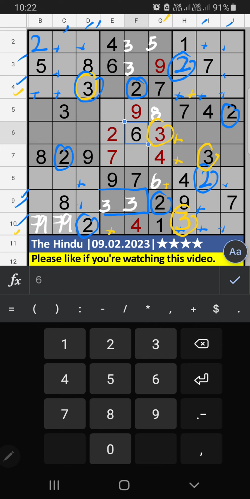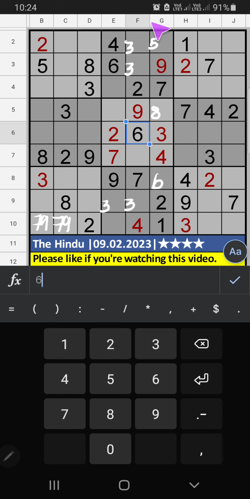8th row, column D, we have 3. So 3 can't come in these cells. Column C also we have 3. So 3 can't come in the cell. Then 3 is confirmed here. Column F, we have 3. So 3 can't come in the cell. Then 3 is confirmed here.